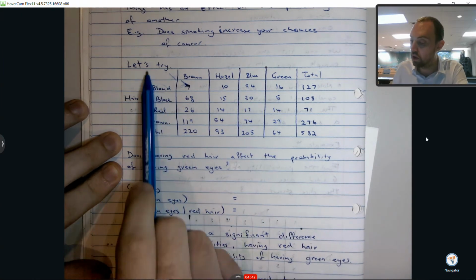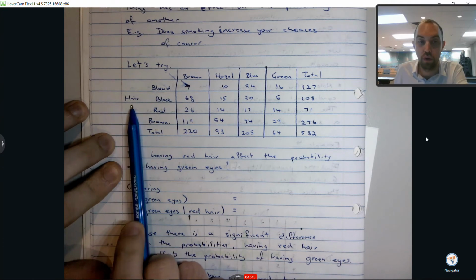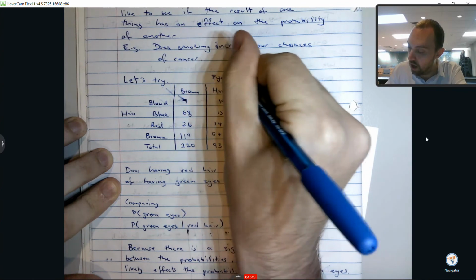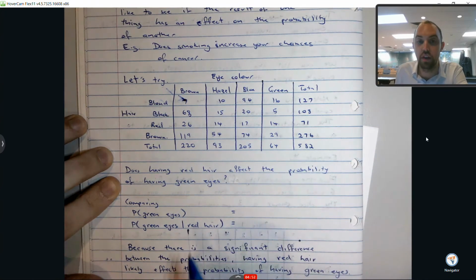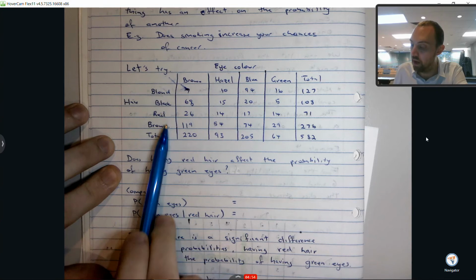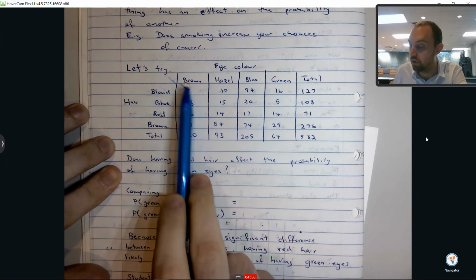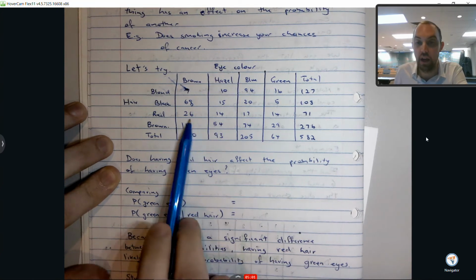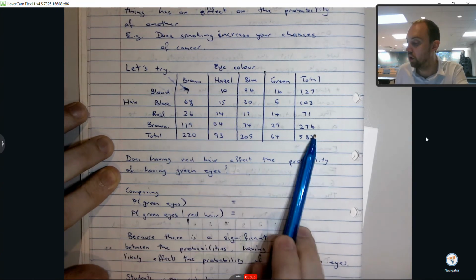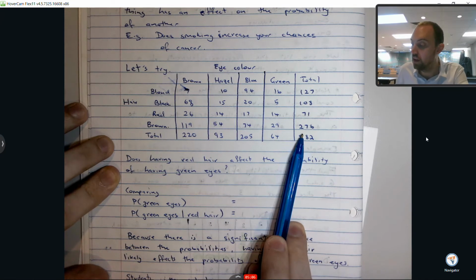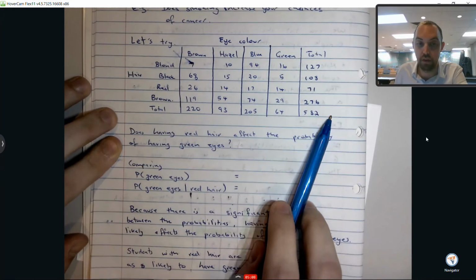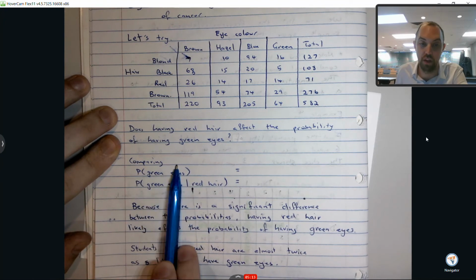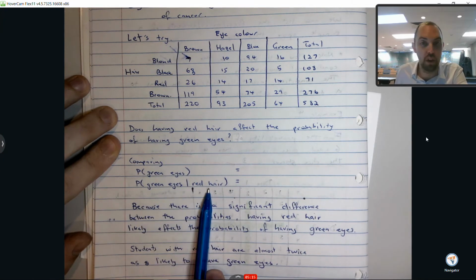Now we've got a set of results. We've got hair color, and eye color is our other characteristic. So we've got blonde, black, red, or brown hair. We've got brown, hazel, blue, green eyes. And we have surveyed or gotten results of 582 people here. And we're going to check, does the probability of green eyes change from the general population if we know that they have red hair?